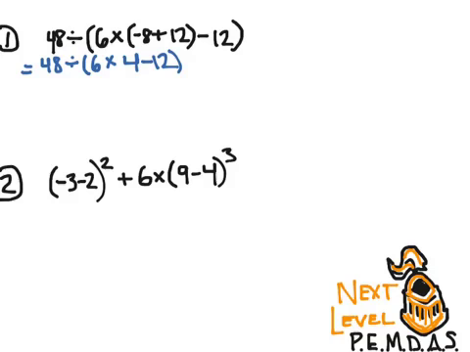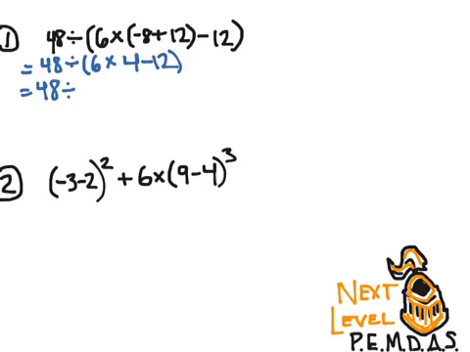So we are still on the parentheses step. Now we're just focused on this set. So we have 6 times 4 minus 12. We're going to do multiplication before we do subtraction. So this is going to be equal to 48 divided by, and we're going to take care of multiplication. 6 times 4 is 24. So we'll have 24 minus 12.